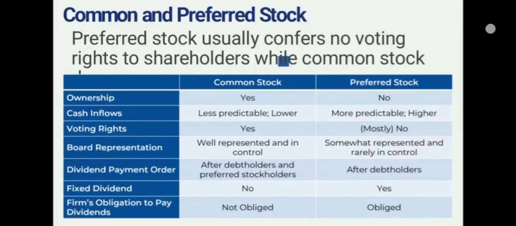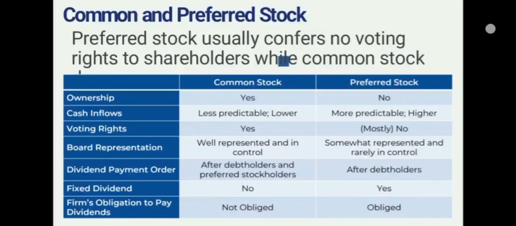So here, common stock and preferred stock usually confer no voting rights to shareholders, while common stock does. Here, you can see that ownership in common stock says yes, because common stock represents true ownership in the company, giving shareholders a claim on the company's assets and profits. And then for preferred stock, it says no, because preferred stock is parang common stock din because it also represents ownership in the company, but with different rights.